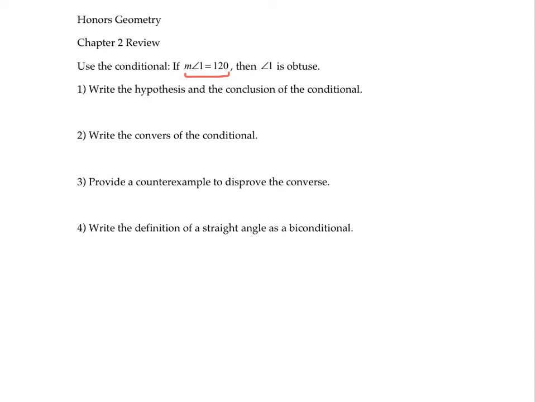The hypothesis would be the measure of angle 1 equals 120, and the conclusion would be angle 1 is obtuse. Remember that for the hypothesis you don't include the word if, and for the conclusion you don't include the word then. So angle 1 is obtuse. That's our conclusion.